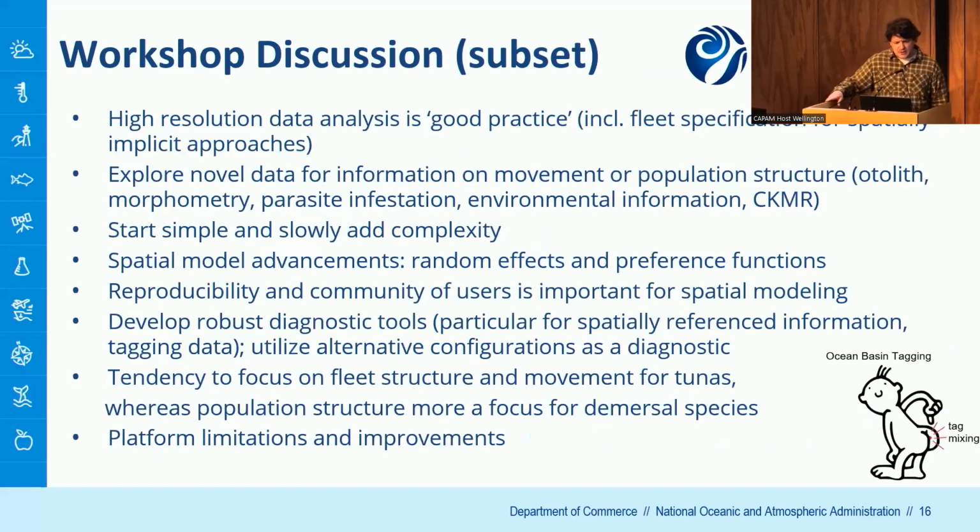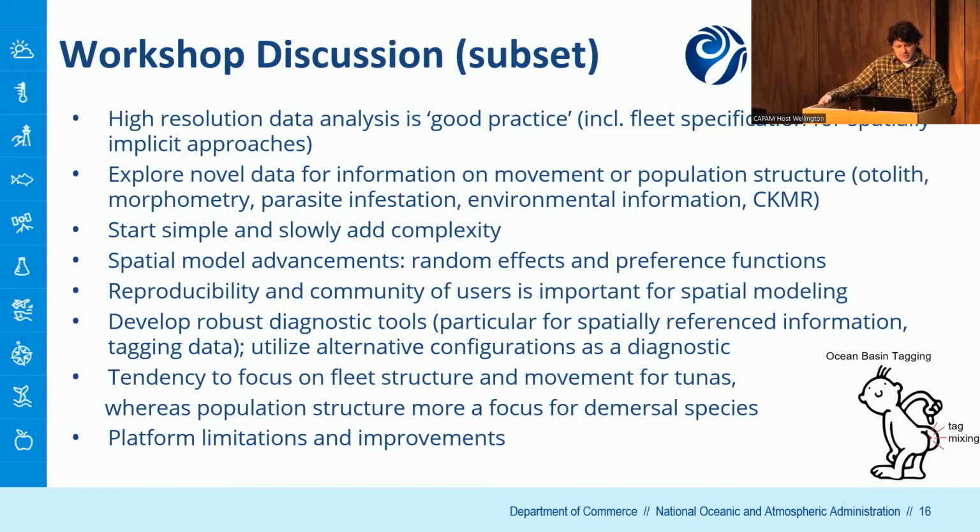In terms of the discussion, and this is just a subset, high resolution data analysis was noted as good practice. And this includes the specification of fleets for spatially implicit approaches. Novel data and the use of that was noted as important, especially for movement and identifying the form of population structure. And some of those data types were listed. It was pretty unanimous, the idea of starting simple and slowly adding complexity during the model development phase.